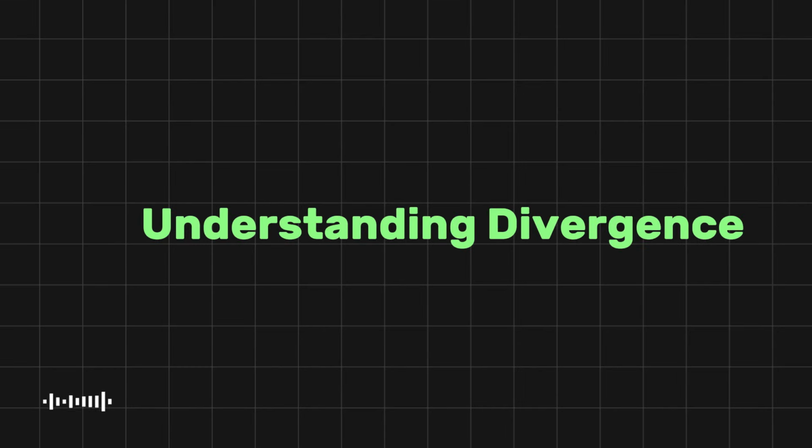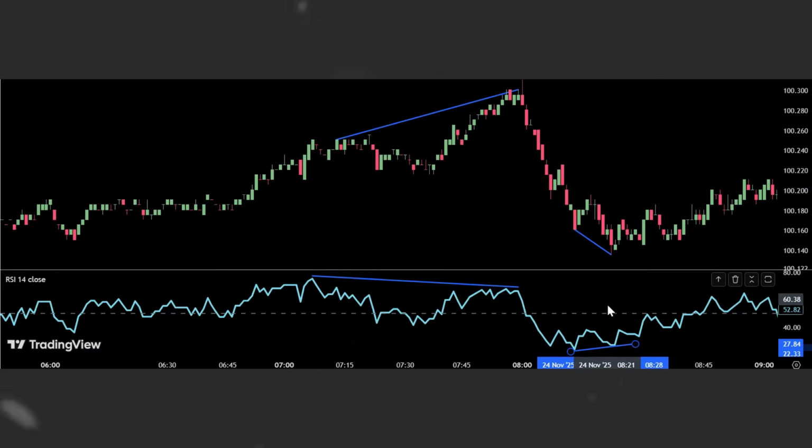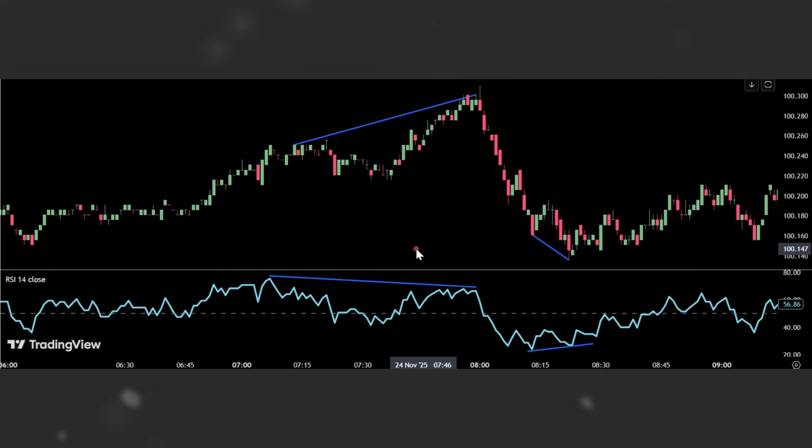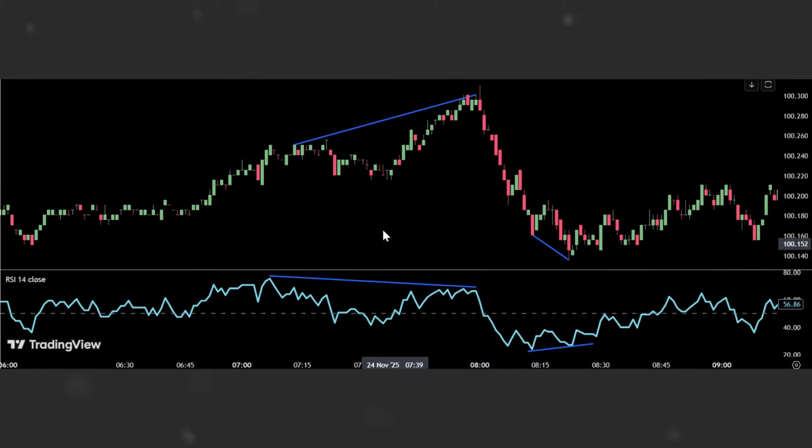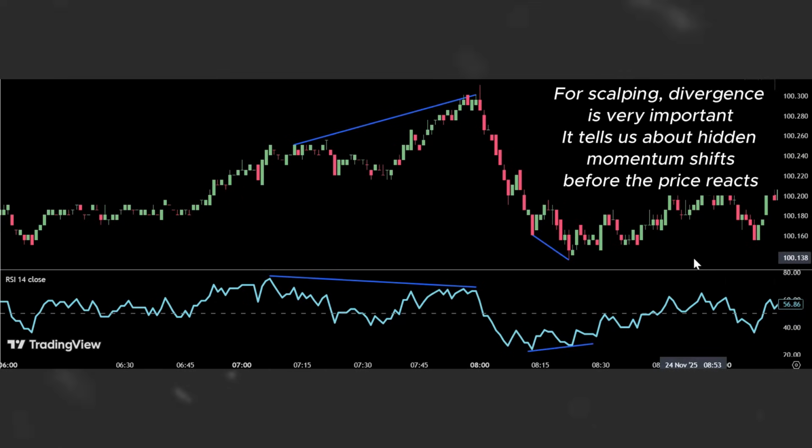Understanding divergence. Alright traders, look at this chart. First focus on the price line. Now look at the RSI below. Notice something? Sometimes the price moves up, but RSI moves down, or price moves down, but RSI moves up. This is called divergence. For scalping, divergence is very important. It tells us about hidden momentum shifts before the price reacts.